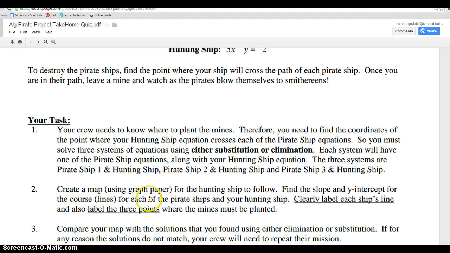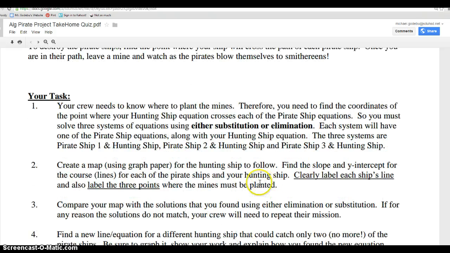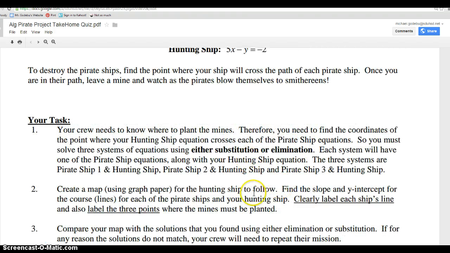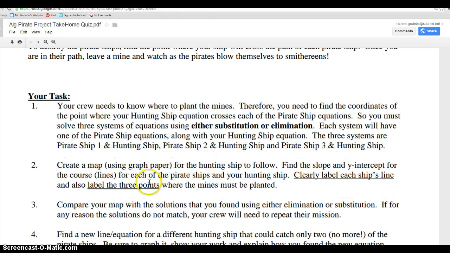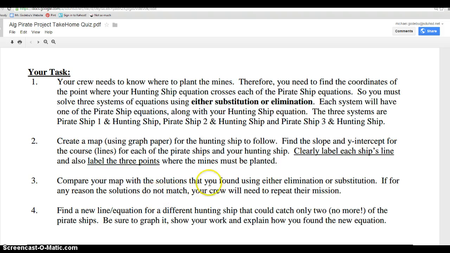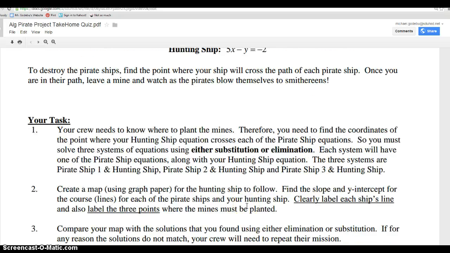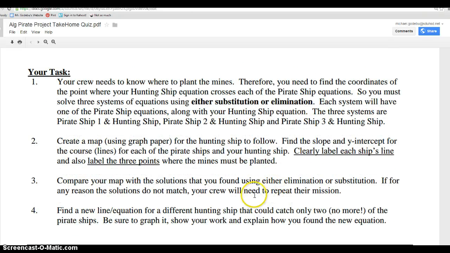Then the map is essentially the graph paper, where you're going to find the intersection point on a graph. So you're going to graph these 4 lines and see where all of them cross. Those ordered pairs should match what you did here in step 1 with substitution or elimination. That's what number 3 here is. It says compare your map with the solutions that you found using either substitution or elimination. Obviously, if the graph doesn't match what you did in step 1, you're going to need to do something over again. Either you graphed them wrong or you solved them wrong with substitution or elimination.